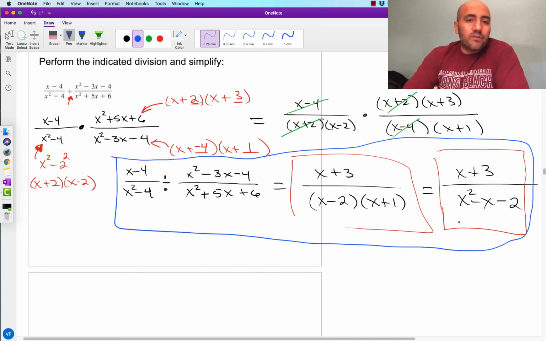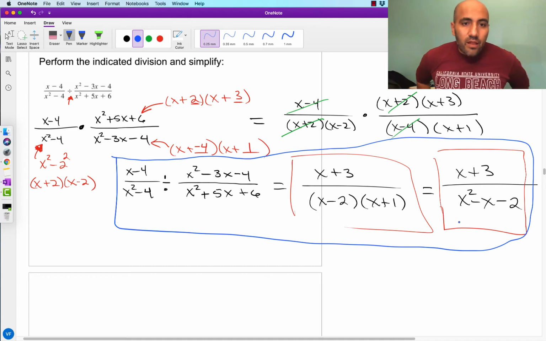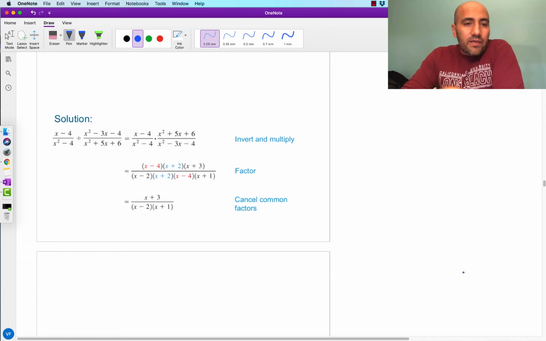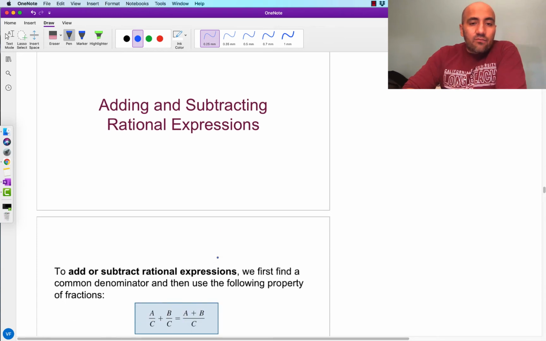Okay, so not too difficult, right? We just have to, again, really heavily rely on our factoring of polynomial skills to be able to break each one of these down and reduce them. Hopefully they're not too bad. Let's see what the author did. Same thing. So we change the division over to multiplication, keep the first fraction, flip the second fraction, factor everything, and then cancel common factors, and looks like the author stopped there rather than FOILing it all out. Either way is fine.